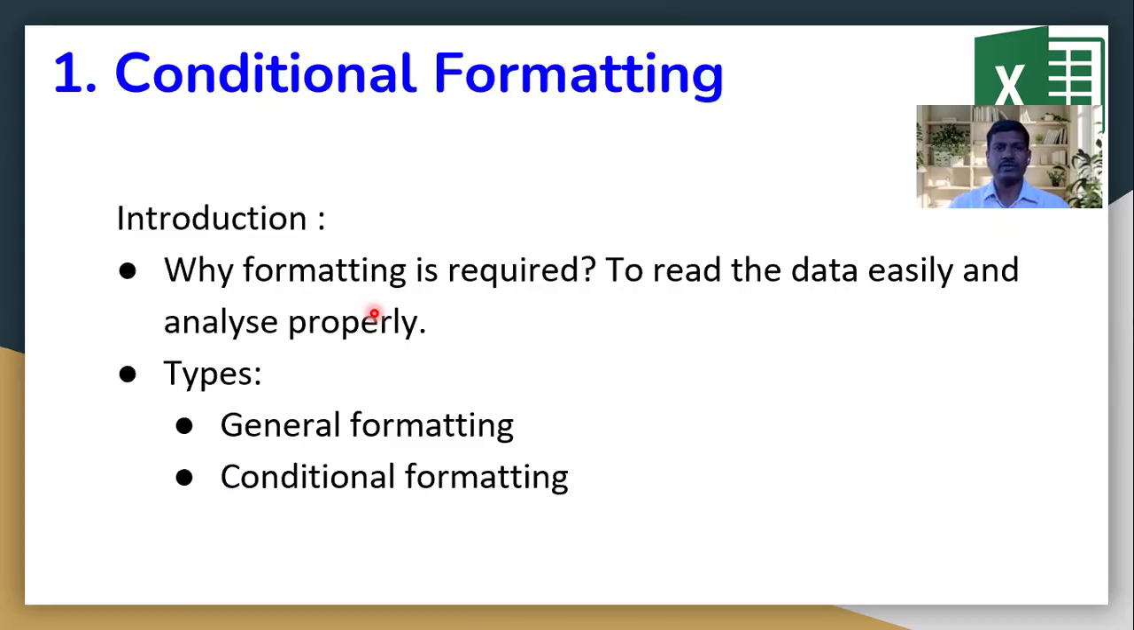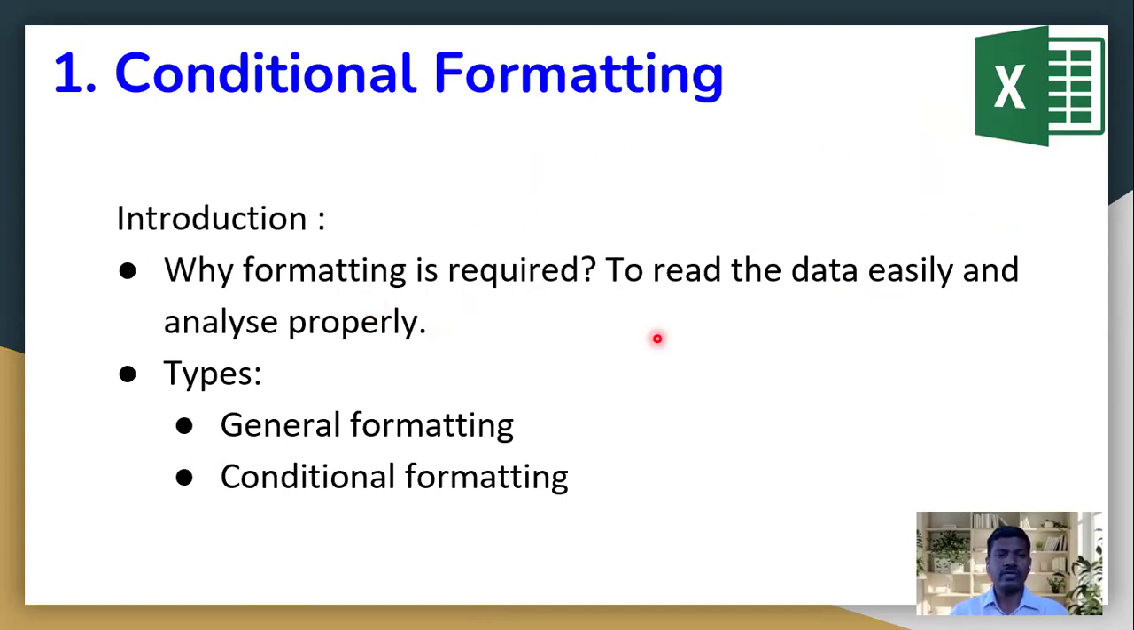So what is formatting? Formatting is arranging of the data in a particular shape or in a sequence. Now, why is this required? Formatting is required to easily read the data and also properly analyze the data. So what are the different types of formatting that are available in Excel? In Excel, we have two types of formatting. One is general formatting, which is related to number formatting, text formatting, and date formatting. And the second one is conditional formatting. So let us try to understand what exactly is conditional formatting and how it is done.